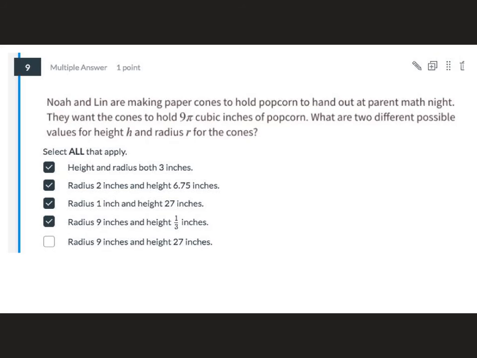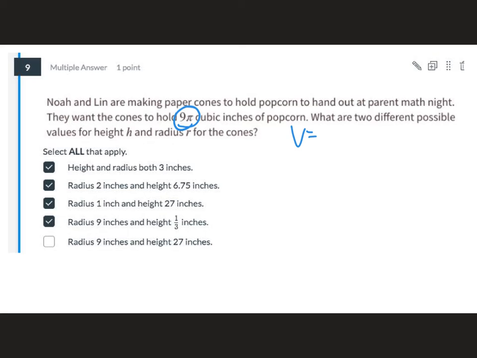All right, last question. It says, Noah and Lynn are making paper cones to hold popcorn to hand out at the math parent meeting. It says that the cone needs to hold 9 pi. So that's the volume, and it is a cone. And then we're going to see if these measurements for both height and radius work.